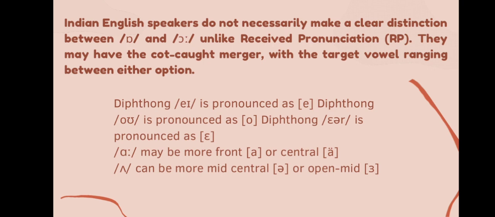Unlike received pronunciation, they may have a merger, with the target vowel ranging between either option. Diphthong E is pronounced as E, diphthong U is pronounced as U, diphthong ear is pronounced as E. A may be frontal A or central A. C can be more mid-central E or open mid-E. So as a result, C can be pronounced as C.